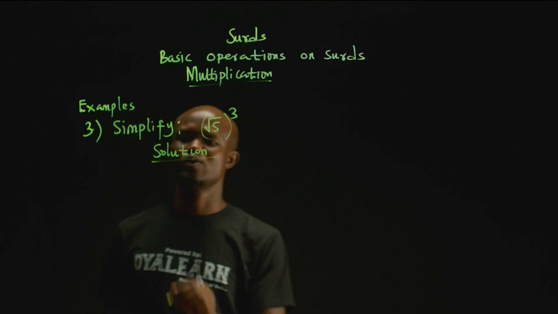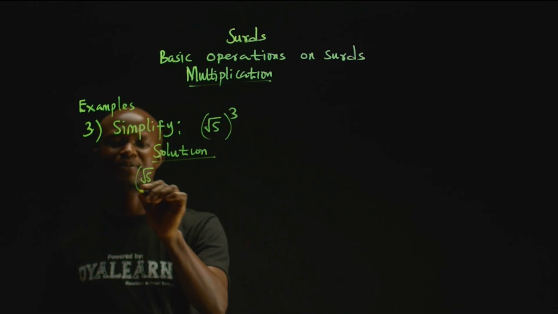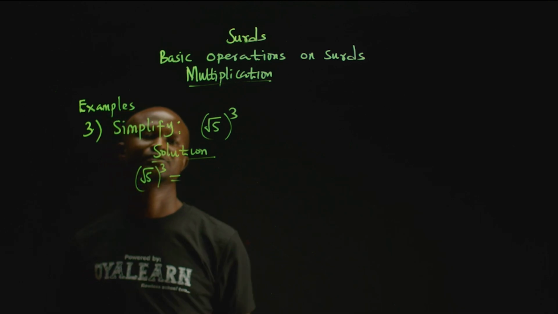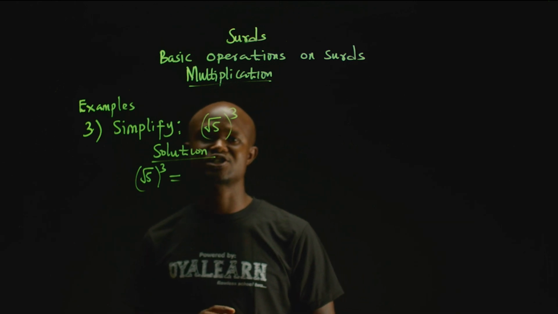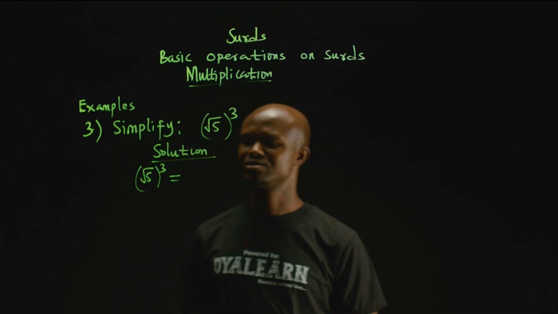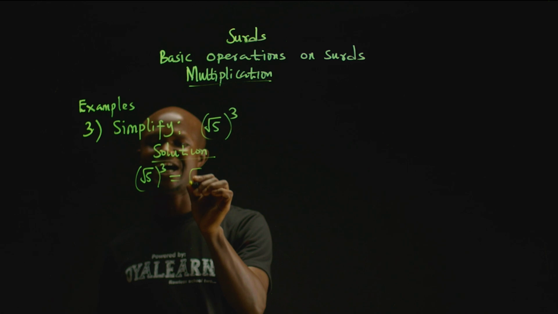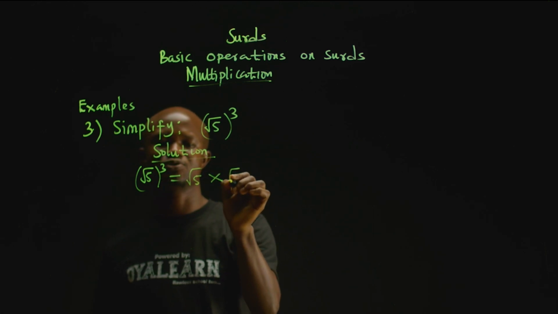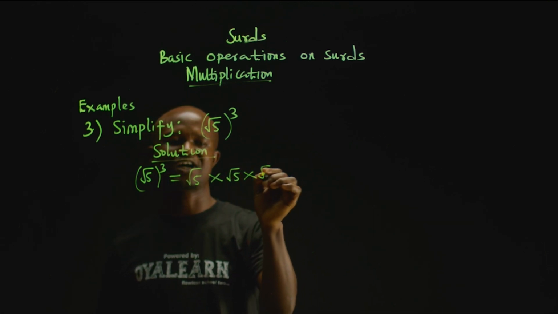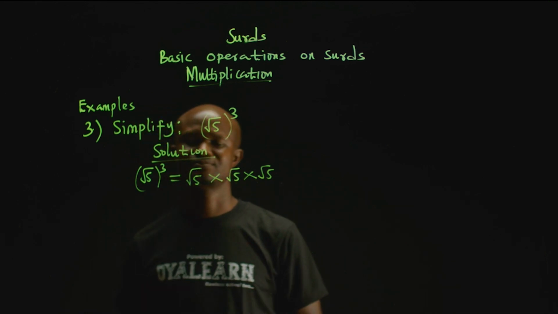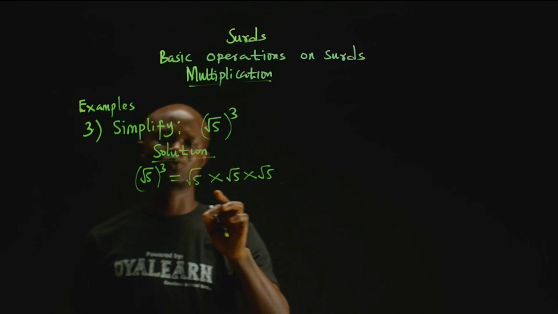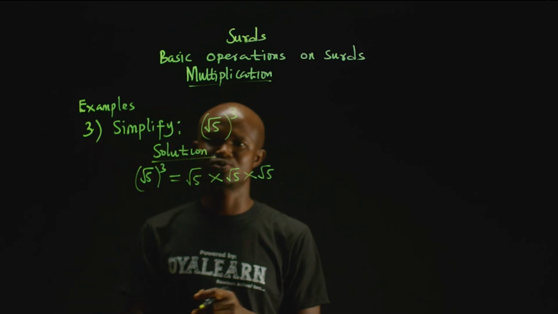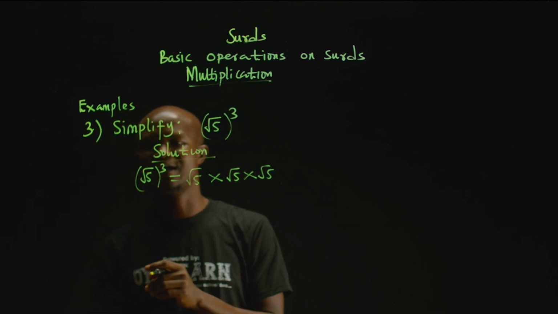Now, we have root 5 raised to the power of 3. Now we can write root 5 raised to the power of 3 as what? Root 5 times root 5 times root 5. 1, 2, 3. So in this case, from here you must note that when you have root a times root a, it must give you a.